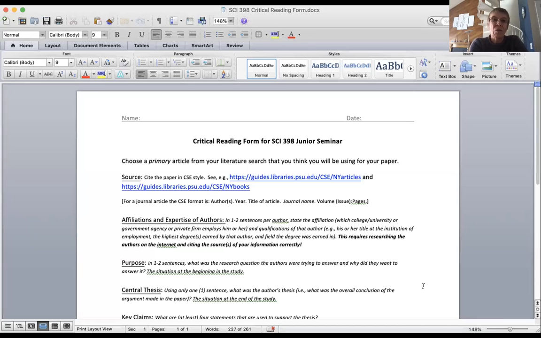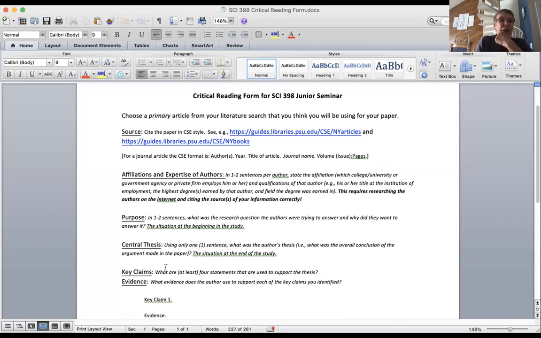So once you choose a paper that you wish to analyze, then you will be completing the critical reading form. In this case, I really want you to download the document from Brightspace and fill your answers in this document rather than writing it on a separate document. And this is what it is going to be asking you for.